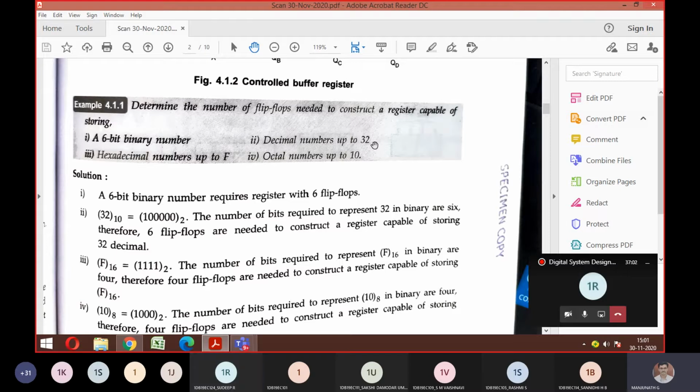So whatever answer you got indicates binary bits, and individual bits indicate one flip-flop. So to determine a decimal number up to 32, you should have 6 flip-flops. Why did you get 6 flip-flops? Because after converting to binary, you got an answer of 6 bits. That is why you're going to use 6 flip-flops. Is it fine?